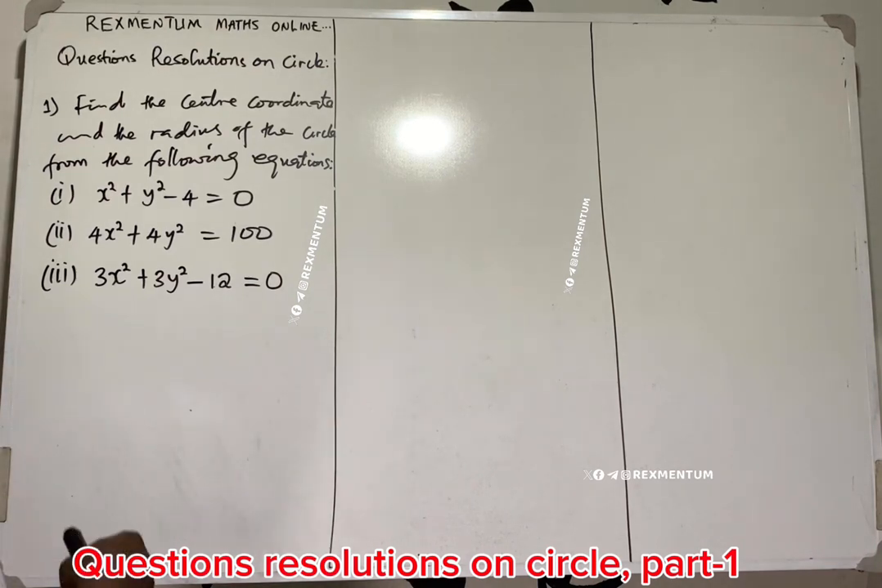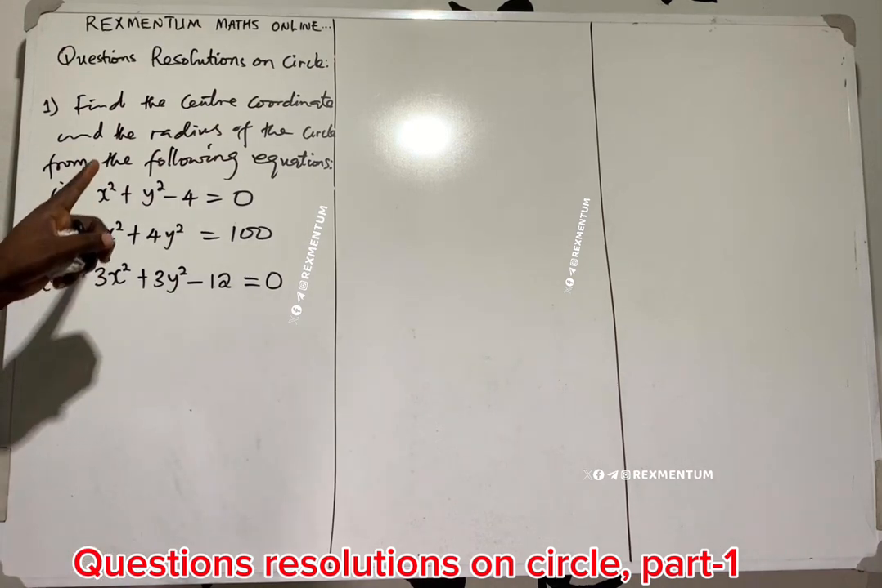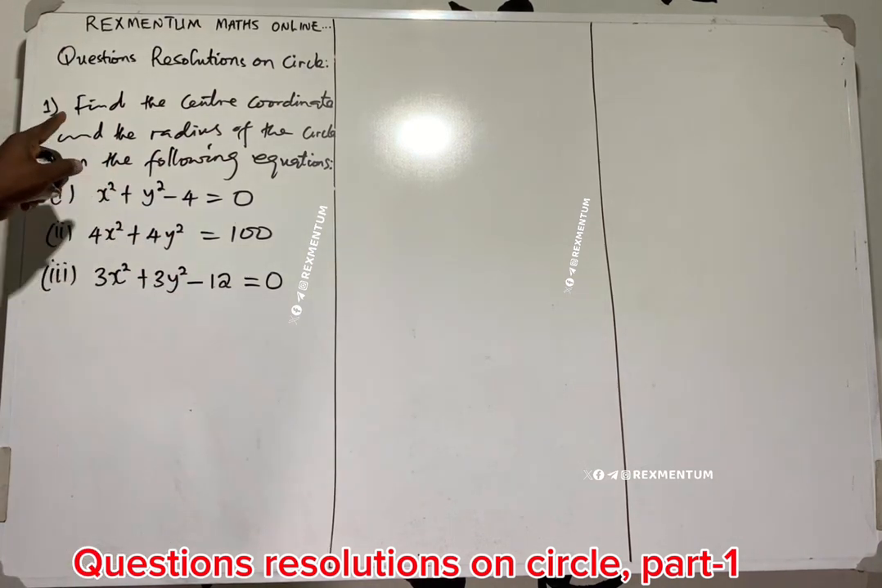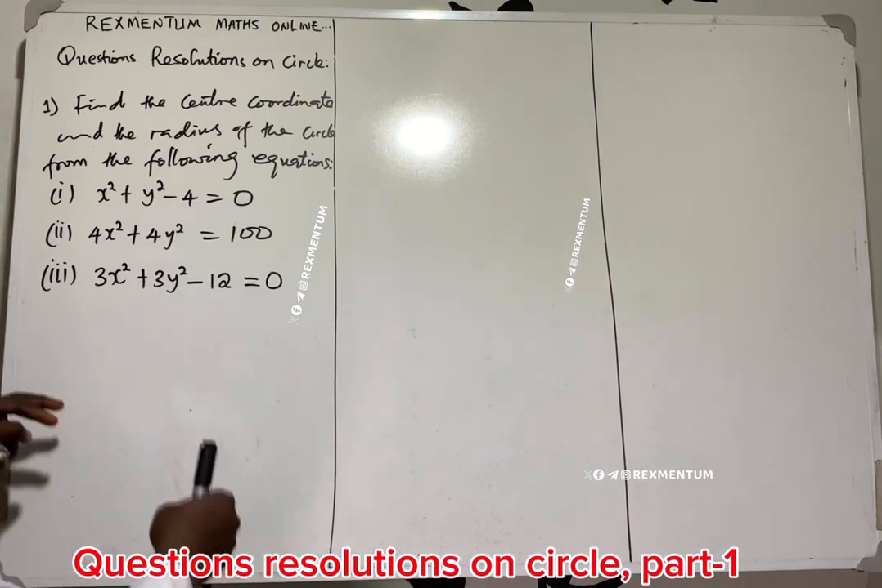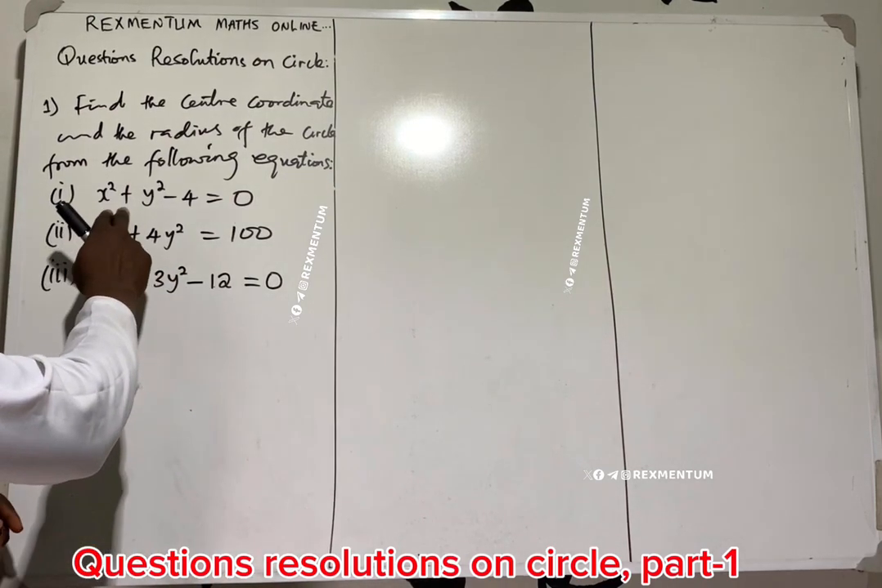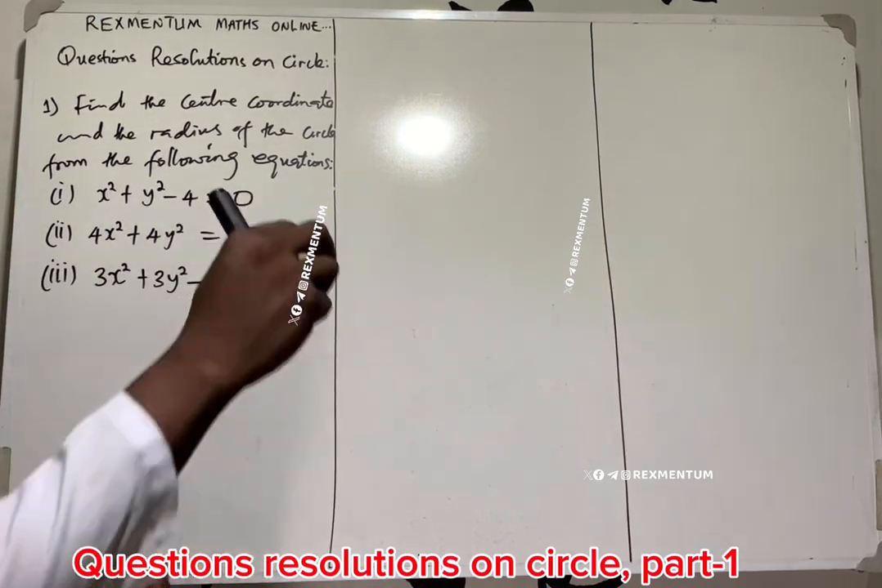That's just question 1. Find the center coordinates and then the radius of the circle from the following equation. I will be brief, straight, and to the point. Now, if we consider this question, x squared plus y squared minus 4 equal to 0.